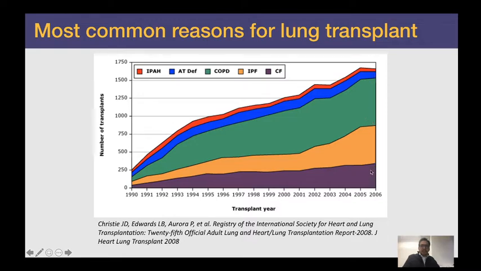A close second is IPF, and today this gap between COPD and IPF is narrowing a little bit. But those two account for the most lung transplants. And then you have cystic fibrosis, and then a small percentage of patients are other things like end-stage sarcoid, idiopathic pulmonary arterial hypertension, AT is alpha-1 antitrypsin deficiency, but there you can have a whole host of other types of interstitial lung disease, occupational lung disease as causes. But the vast majority of patients are going to be from COPD and IPF.